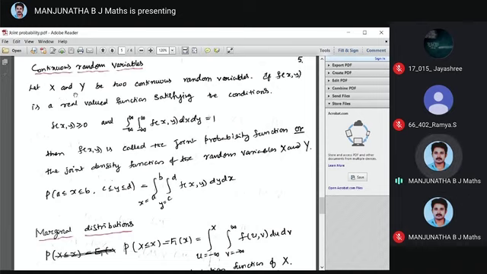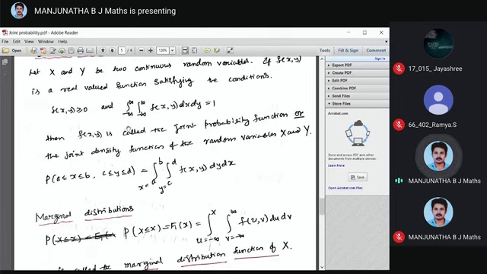Now let me go through the definition. What is a continuous random variable? Let x and y be two continuous random variables. If f of x comma y is a real valued function satisfying the conditions f of x comma y is greater than or equal to 0, and the integral from minus infinity to infinity, again the integral from minus infinity to infinity, of f of x comma y dx dy equals 1, then f of x comma y is called the joint probability function, or the joint density function, of the random variables x and y.